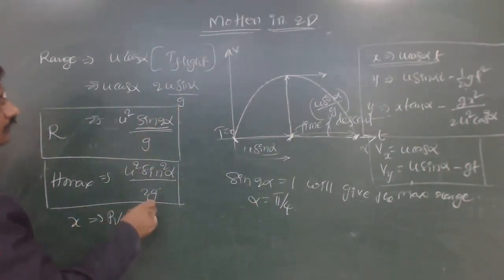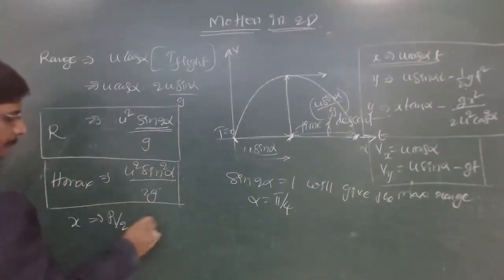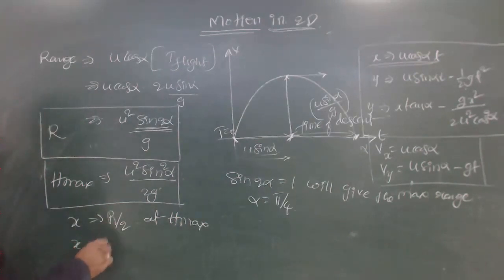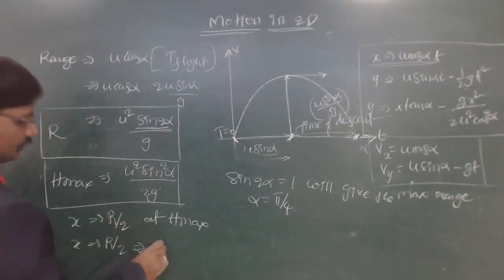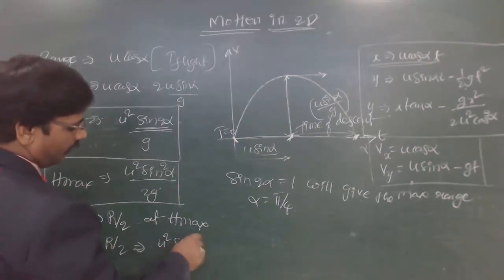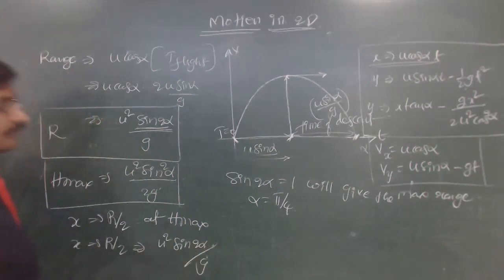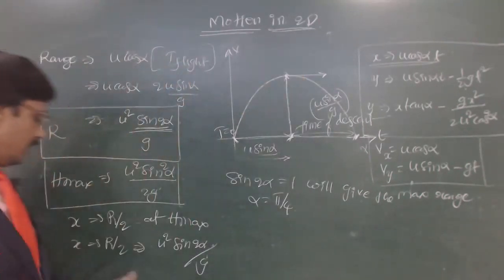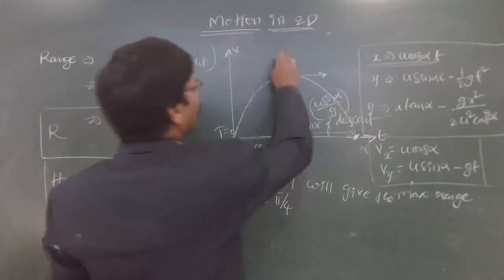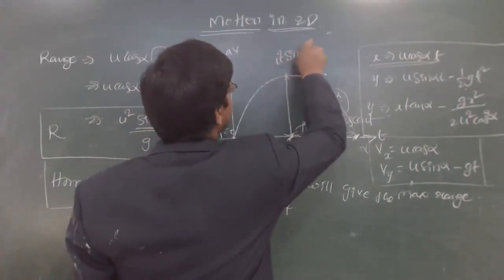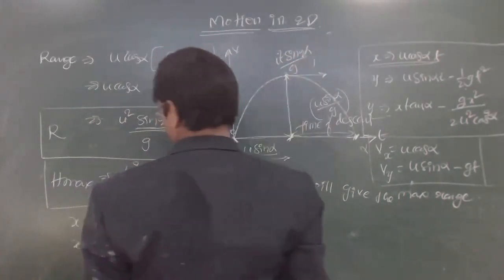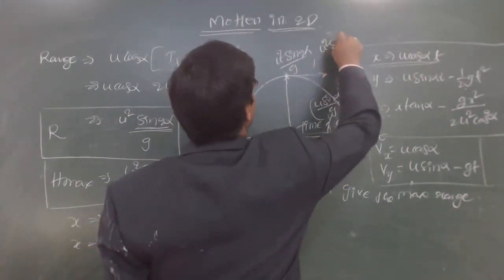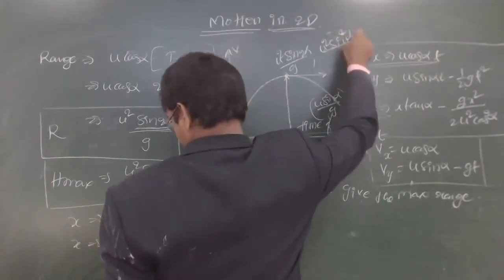Got it? And with the time of ascent, the location of x will be x is equal to R by 2, which is where the maximum height H max occurs. And this value, x is equal to R by 2, is given as u square sine 2 alpha by g. And if you notice, this is the vertex of the parabola, located at u square sine 2 alpha by g as the x coordinate, and the y coordinate is H max, given by u square sine square alpha by 2g.